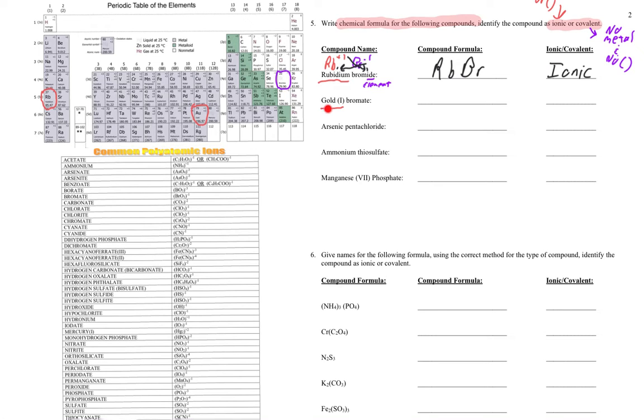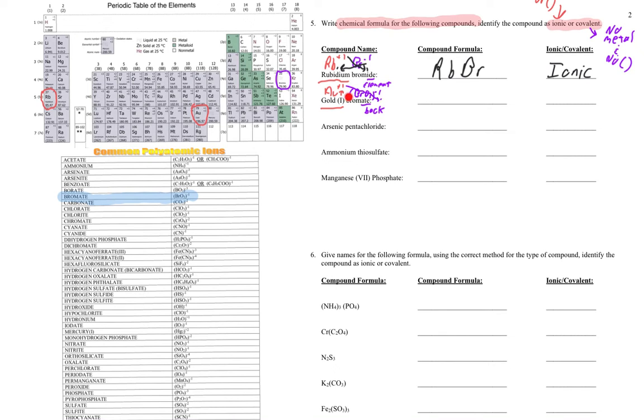The second one, we have gold 1. Gold is Au. Notice it can be two charges, +1 and +3. This 1 means I have gold as +1. If there was a 3 after gold, it would be +3. Bromate ends in ate. So it is not plain old Br. Ate and ite means look at the back of the periodic table. Here's bromate right here, about the 7th one down. It is BrO3 in parentheses with a -1 charge.